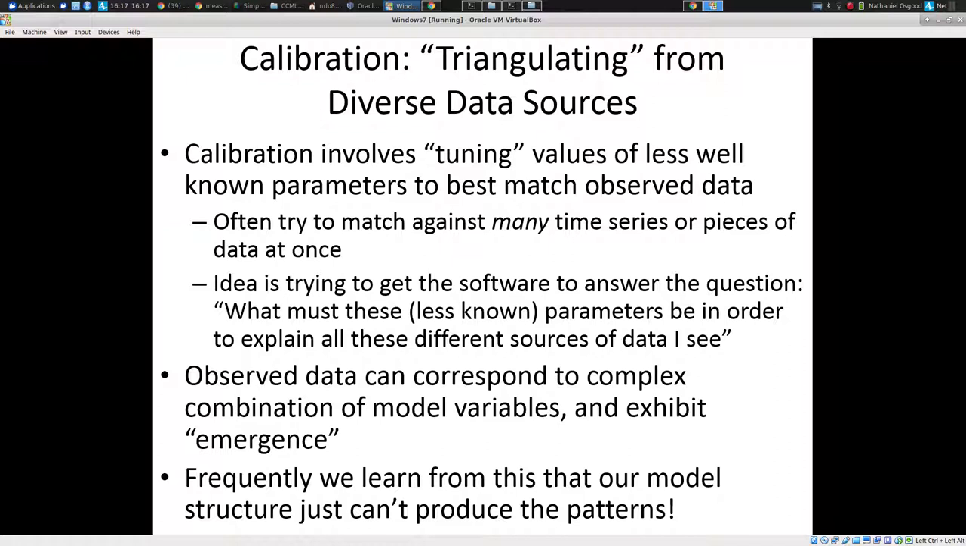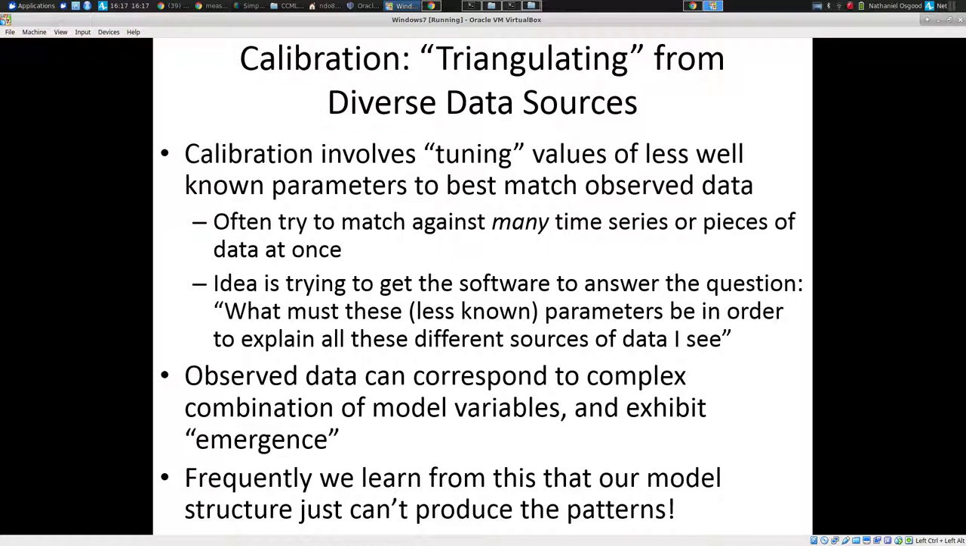We have data from the world. We can't put it into a parameter because it results from the entangled output of the model, which reflects an entanglement of many parameters. And we want to get the model's output to align most closely with the data from the world. And we want to do it by adjusting less well-known parameters. Okay. And so typically, this is model output that's emergent from the model. The model produces it, the model generates it. And we try to match it against this observed data.